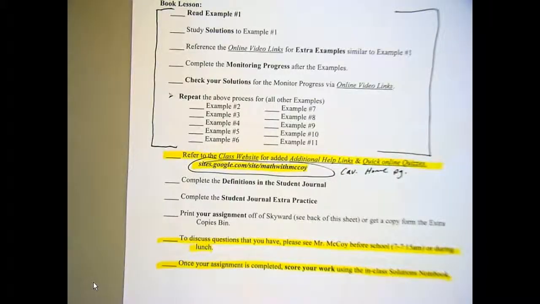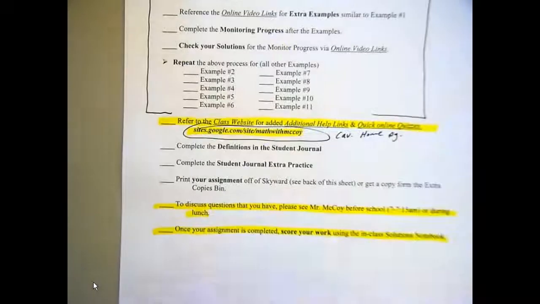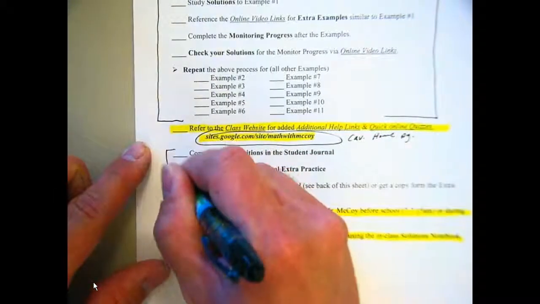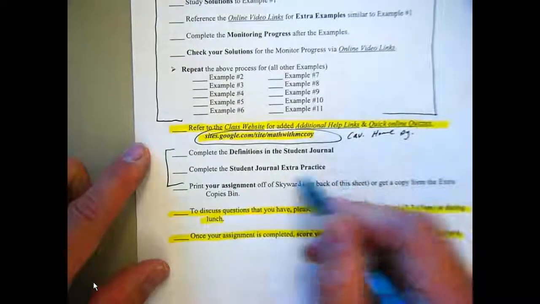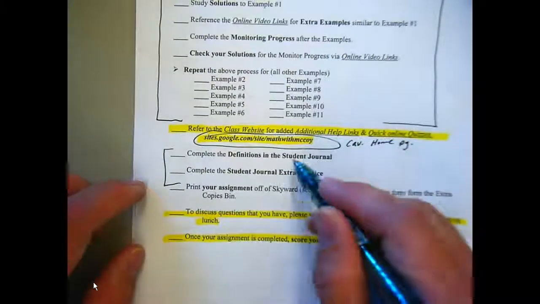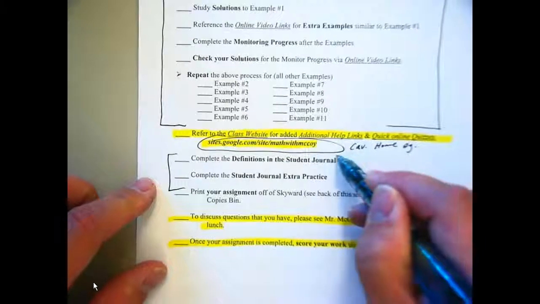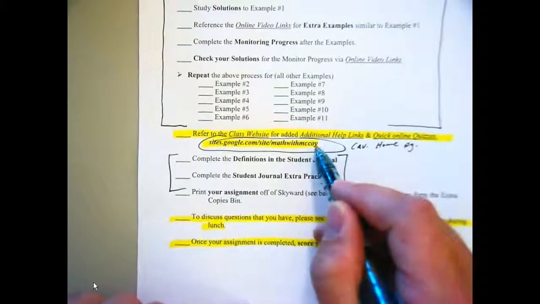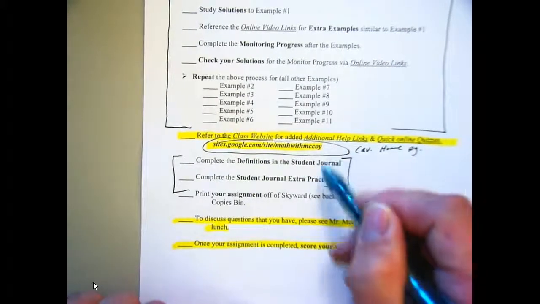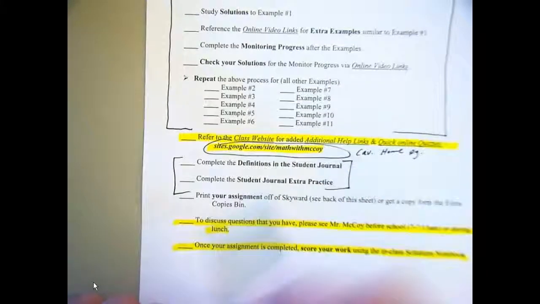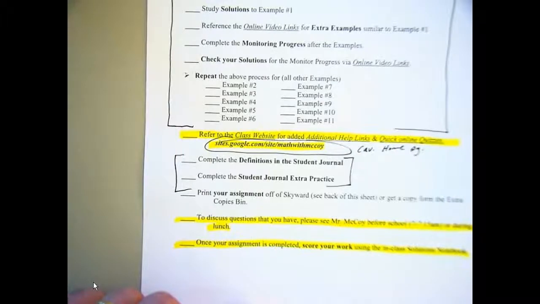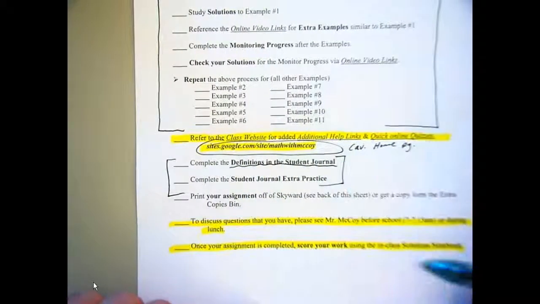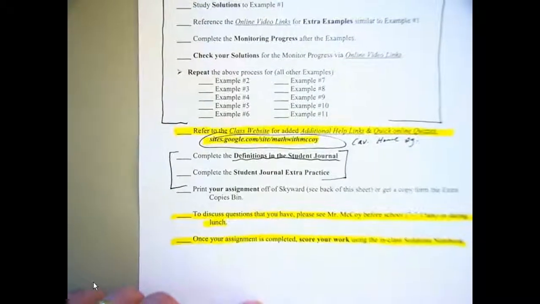Okay. Hey, so once you've done all that, if you want, you could go to the student journal and do the definitions and the student journal extra practice, if that's going to be helpful to you. If you're using the website and we did that in class, you may want to follow along while we're doing it in class. Sometimes students will wait until the end of the chapter to do the definitions, or right before their quiz.